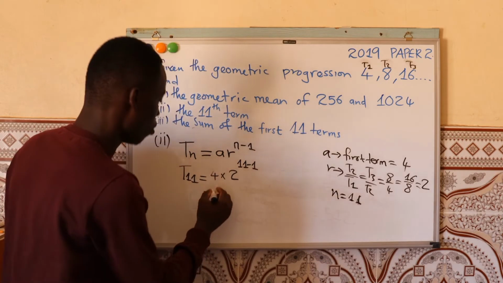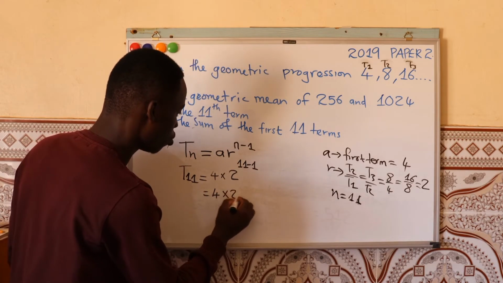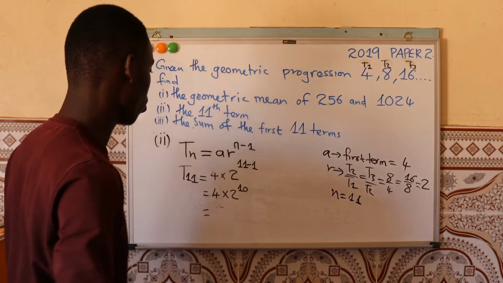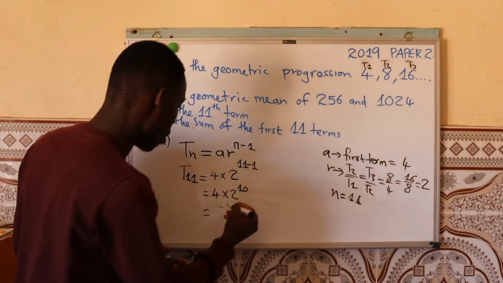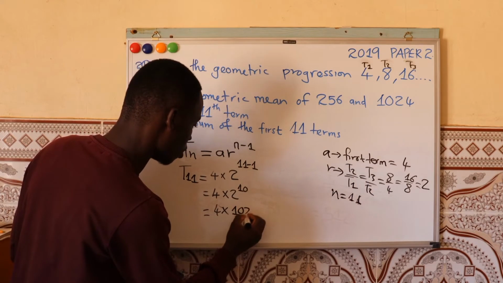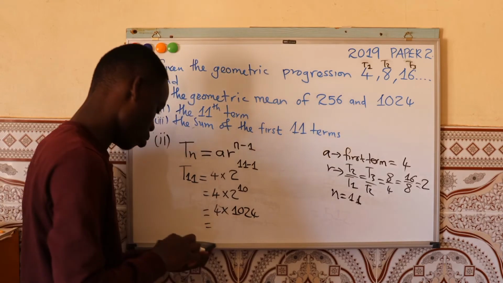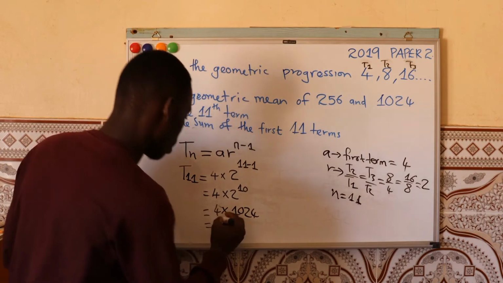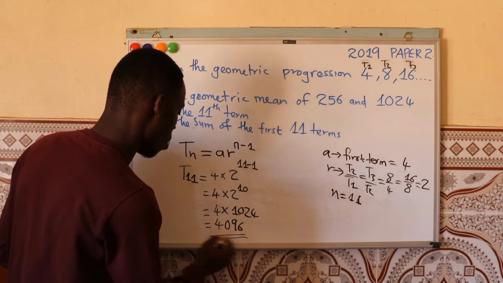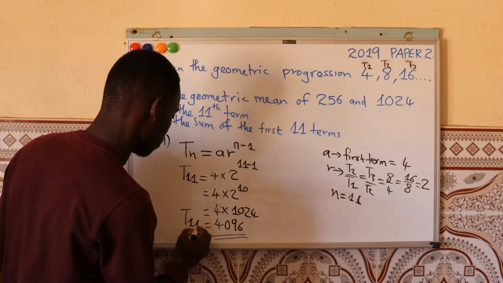And this is equal to 4 times 2 to the power 10. 2 to the power 10 is 1024, and 1024 times 4 is equal to 4096. And this is our 11th term.